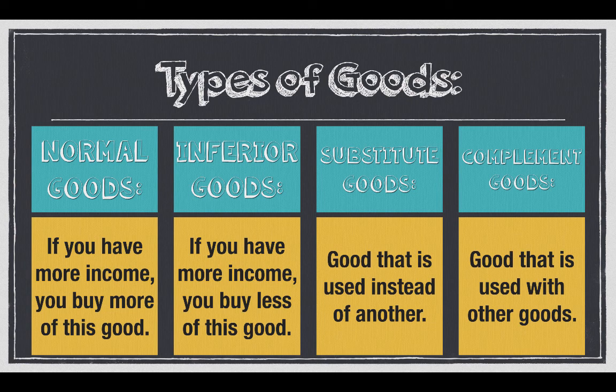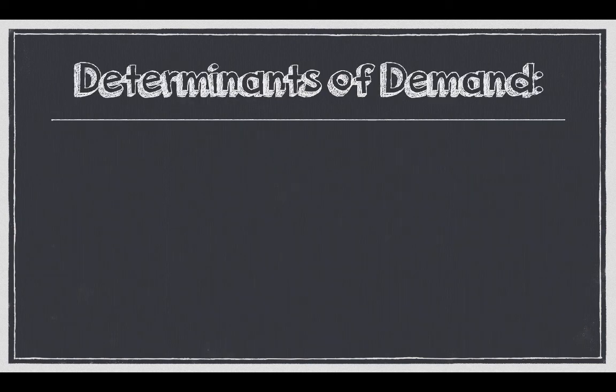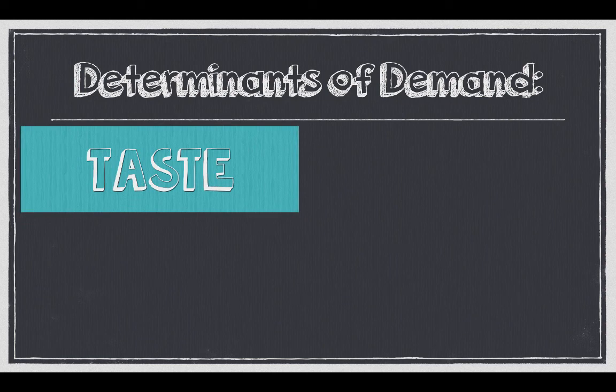A complement good is a good that's used with other goods. So think peanut butter and jelly. Peanut butter goes best with jelly, so they complement each other, and a change in the price of one will change the supply or the demand of the other. So we talk about determinants, we talk about taste.